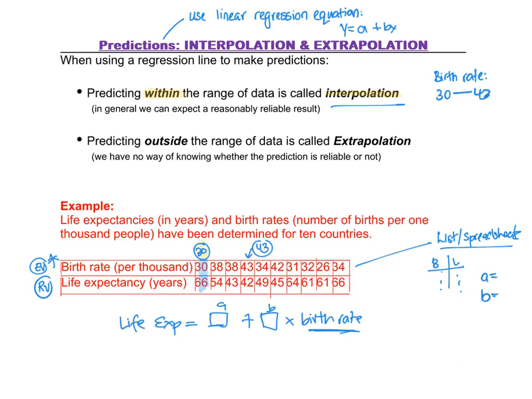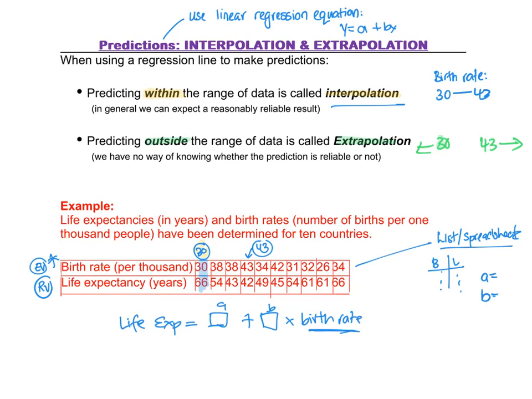Okay, if I ask you to predict outside the range, it's called extrapolation. So if I'm asking you to do one that's 30 or less, under 30, that would be extrapolating because it's not within what we've seen, or 43 and above. So if I said predict the life expectancy of someone that had a birth rate of, say, 48, that means it's extrapolating.